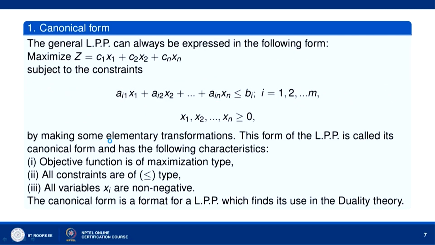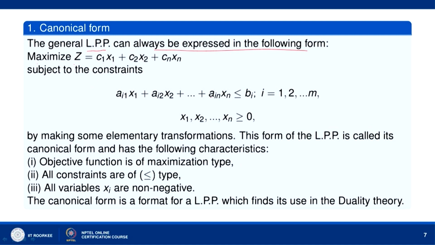Now, let us first take the canonical form. The general linear programming problem can always be expressed in the following form: maximize z equal to c_1 x_1 plus c_2 x_2 and so on c_n x_n, subject to the constraints a_i1 x_1 plus a_i2 x_2 and so on a_in x_n less than or equal to b_i, i equal to 1 to m. So, there are m constraints here, given by the m inequalities which are of less than or equal to type, and x_1, x_2, ..., x_n are non-negative variables. So, the non-negativity restriction is there on x_1, x_2, ..., x_n.